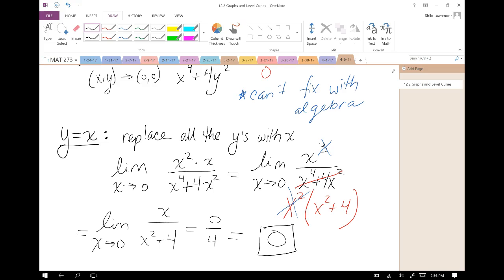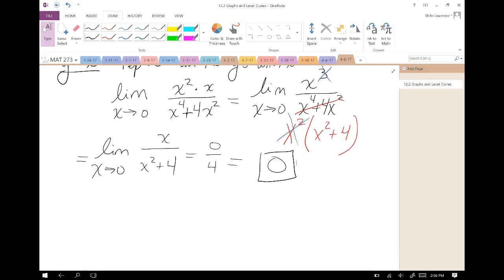Now we need to find another path where we get a different answer. And we're almost done. So find a path where you get another answer. We need another graph in the xy plane that goes through 0, 0. Y equals x squared also goes through the point 0, 0.